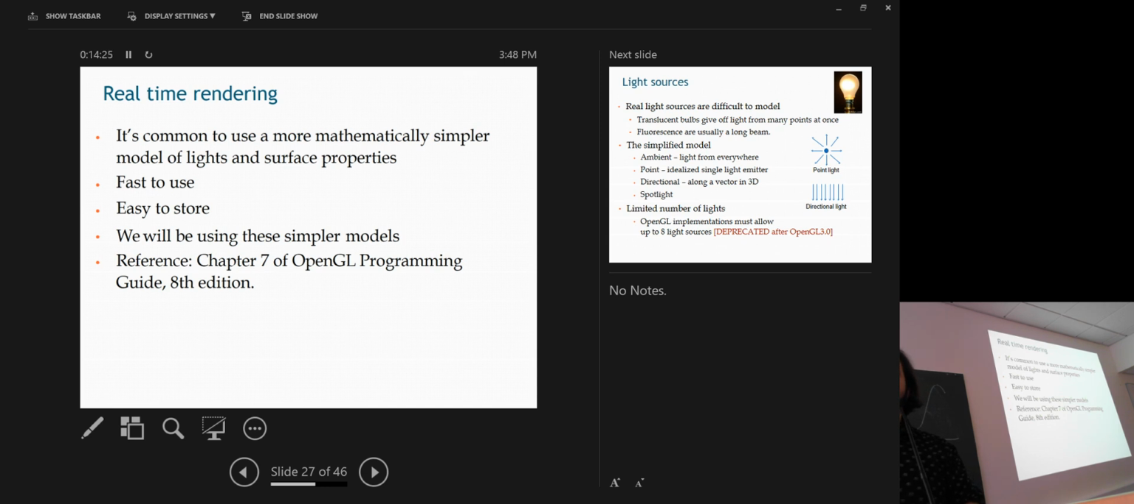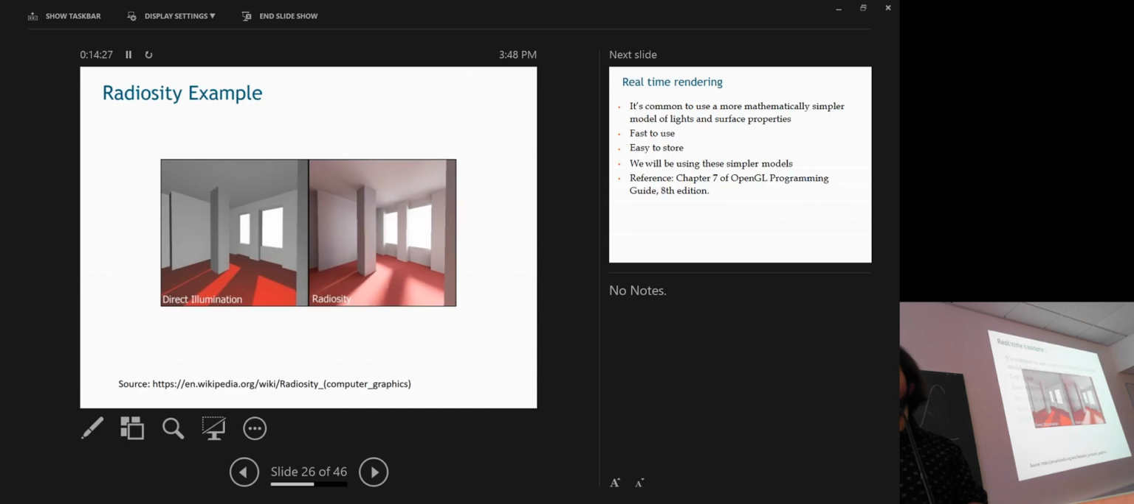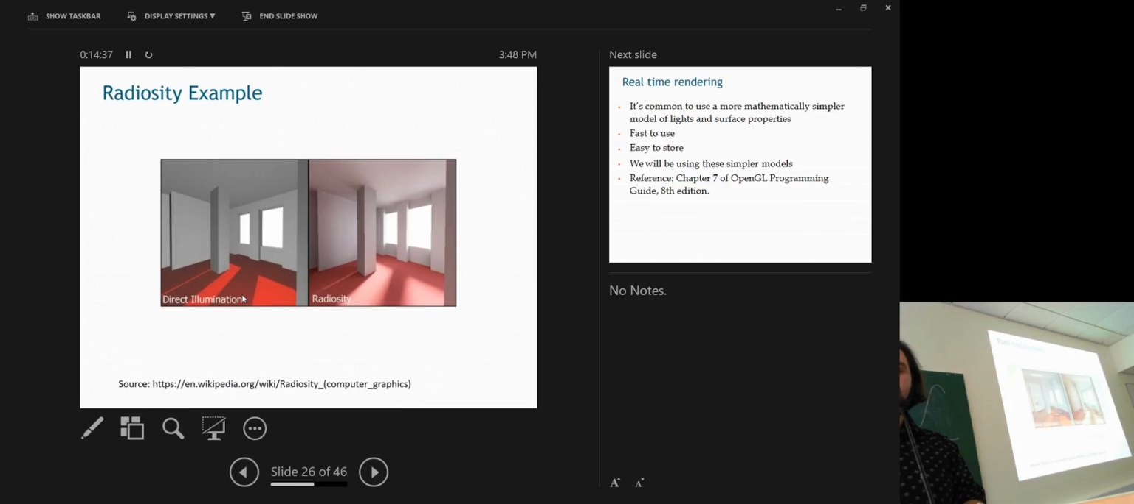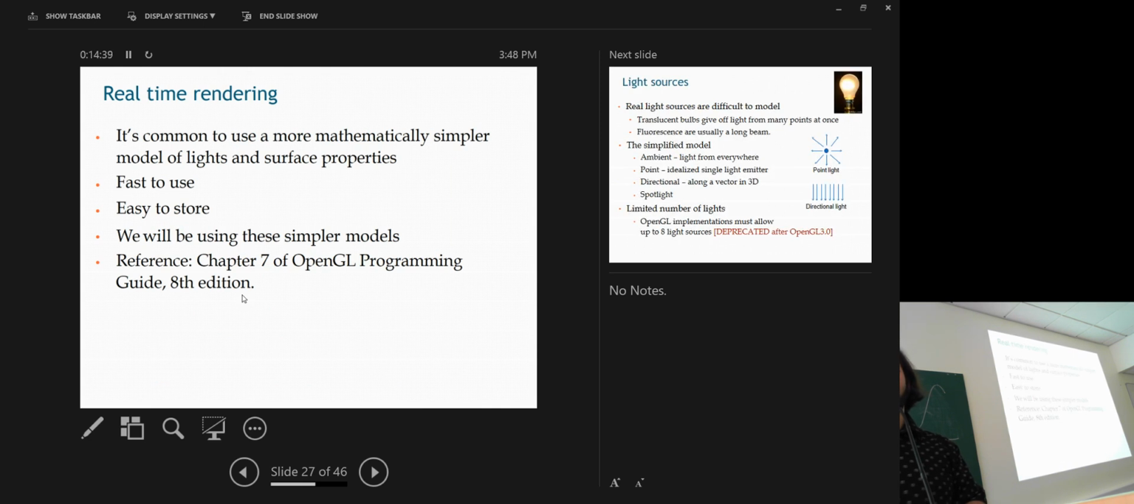But even if we ran scanline rendering before rendering our scene, it still might not be enough to have real-time rendering like in gaming. So in gaming, there are lots of simplifications that are used that make the process very fast. And we have simple models.